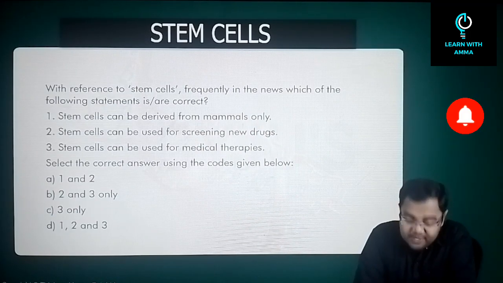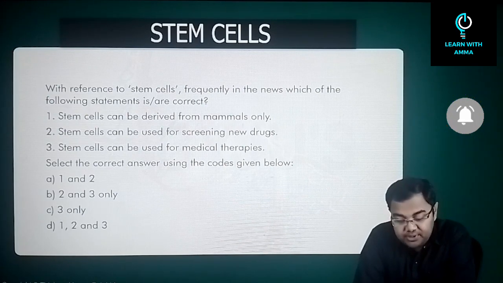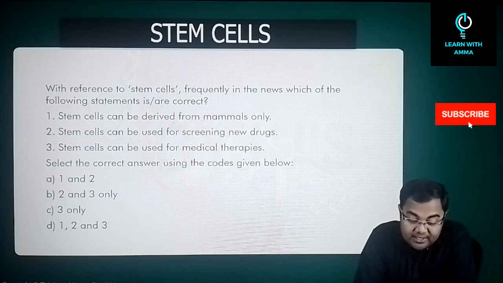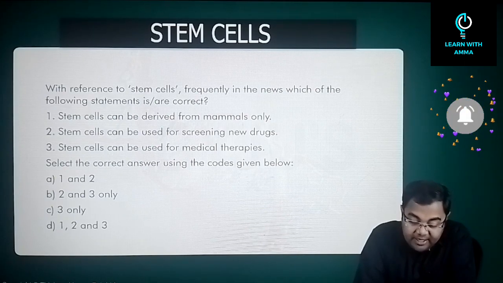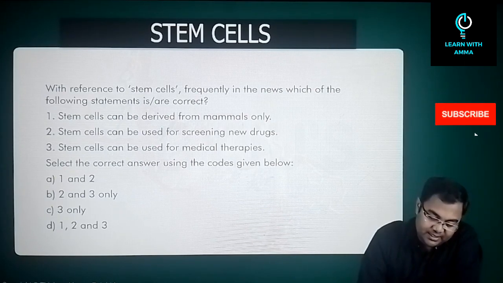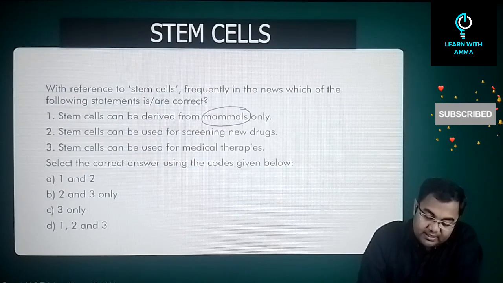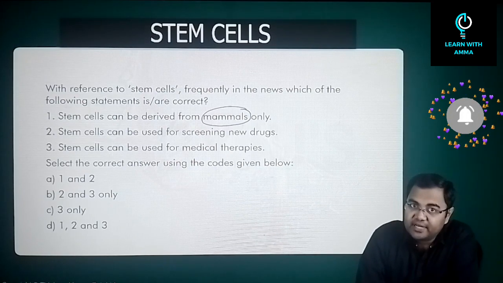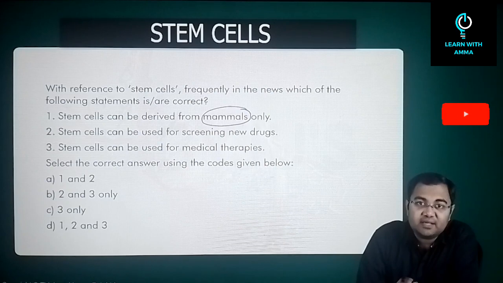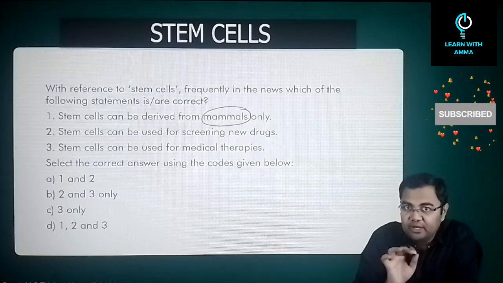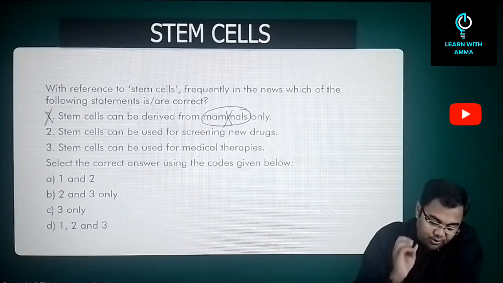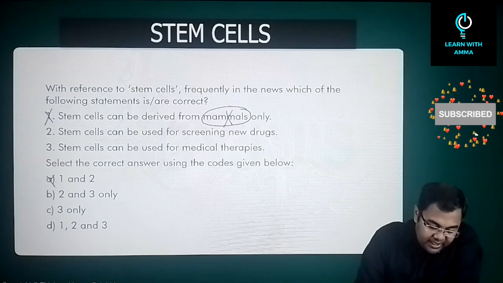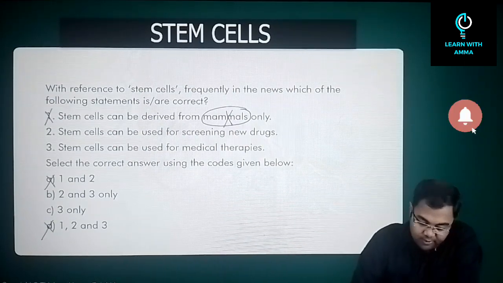With reference to stem cells, frequently in the news, which of the following statements is or are correct? 1. Stem cells can be derived from mammals only. Again, this is wrong. We had discussed this, that wherever you have a multicellular organism, wherever there is a specialized cell, there will be a stem cell. So that's why mammals only is wrong. So statement number 1 is wrong. So A cannot be your answer and D cannot be the answer.